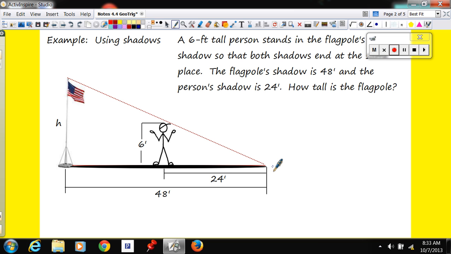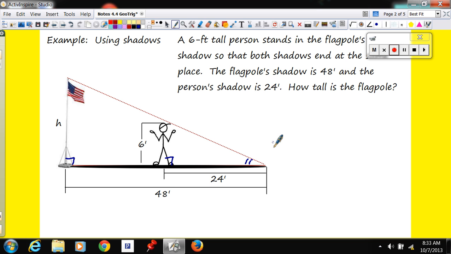Now, how do I know they're similar? Because they both have 90-degree angles. So I could put 90 degrees here and 90 degrees here. So they're both right angles, and they both have this angle in common because it's a common angle. It's in both triangles. So you have an AA postulate. You've definitely got similar triangles when you have AA postulate.